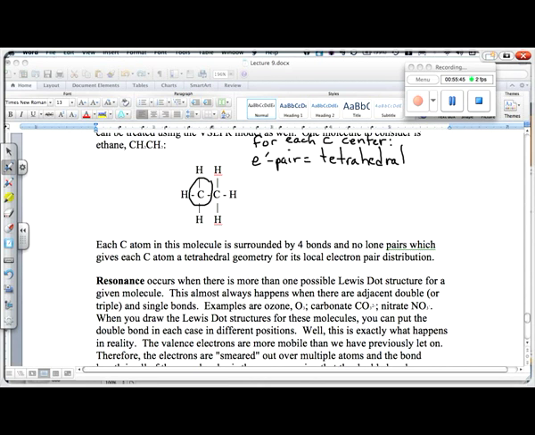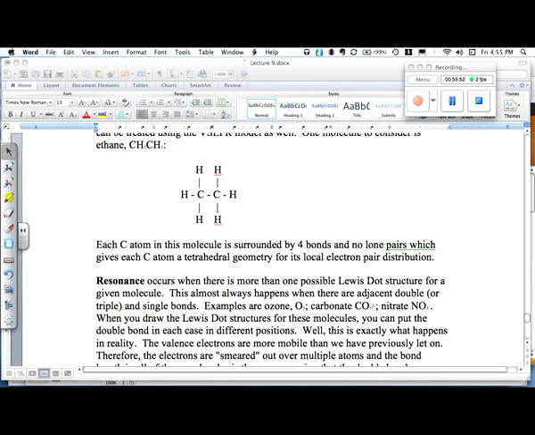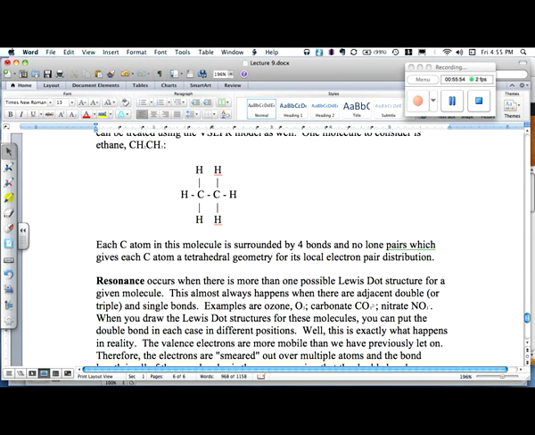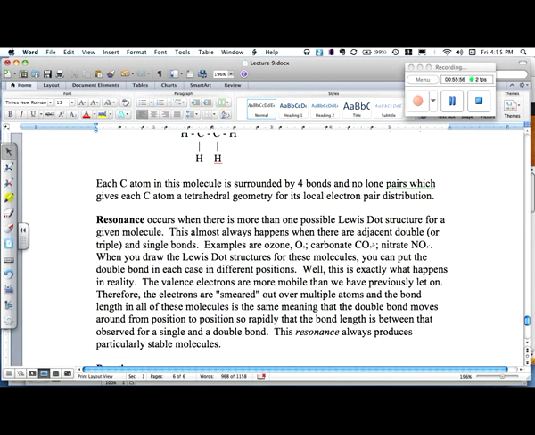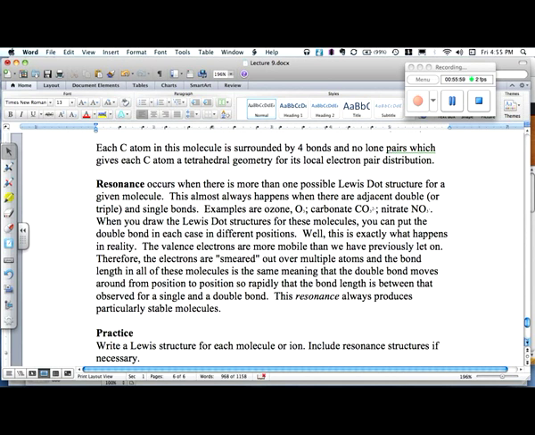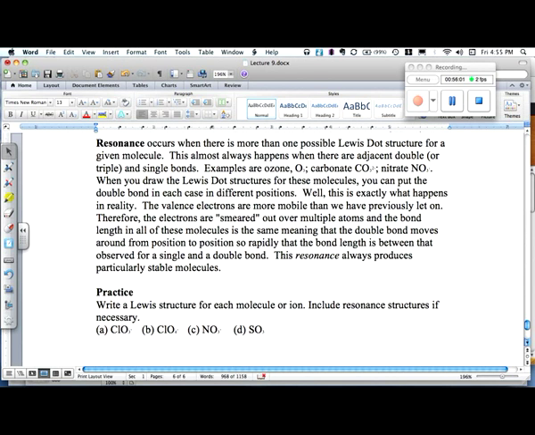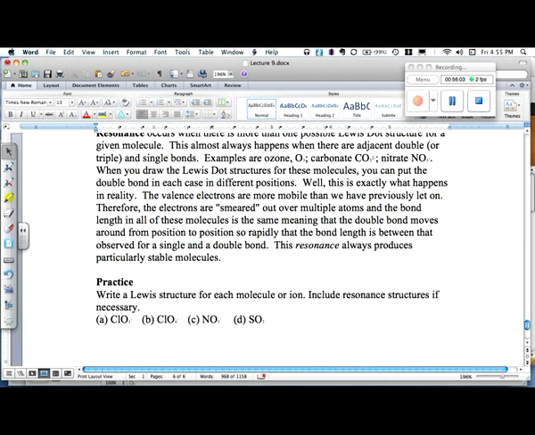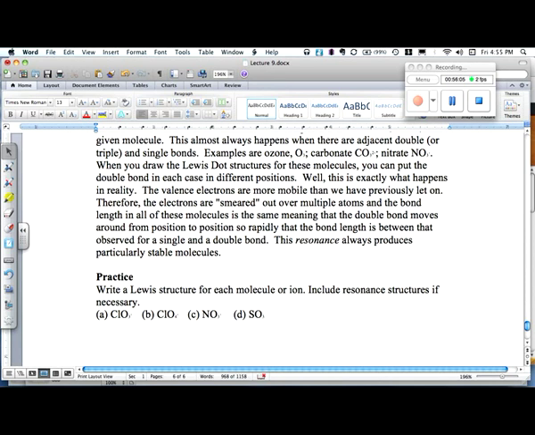All right, last topic, resonance. Resonance occurs when you have alternating single and double bonds. And what happens in reality is that those double bonds move, the second bond moves. Single bonds are pretty locked in place, but the second bond of a double bond can actually move if it has a place to move to.